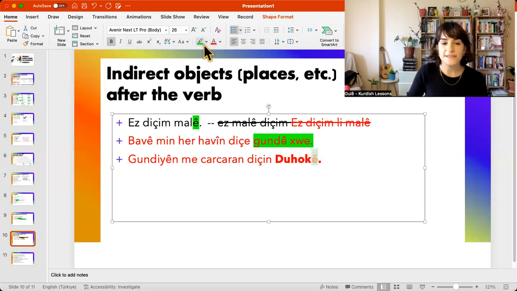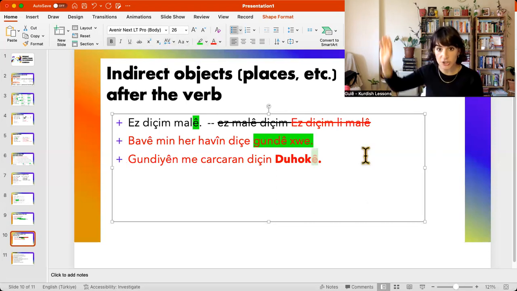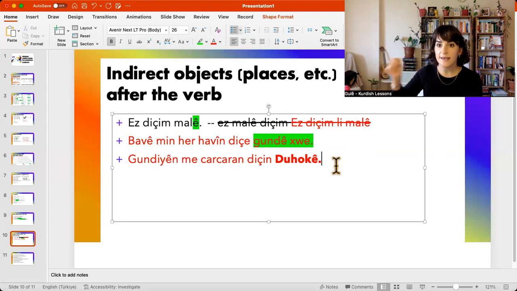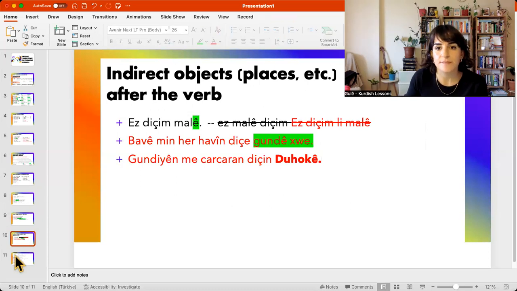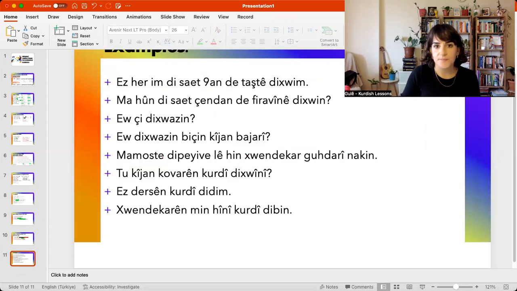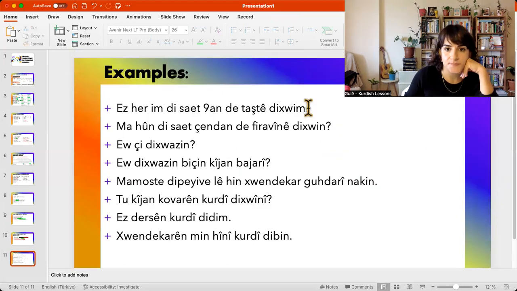So if a city or country name is the destination, you always add this oblique ending. So: "as dicem Almanya'ye, as dicem Paris'e, as dicem Merdin'e, as dicem Park'e." Okay, this is important. Destinations are at the end and without l. Okay, no l. And now we will see some examples together. Here I wrote some sentences for you.